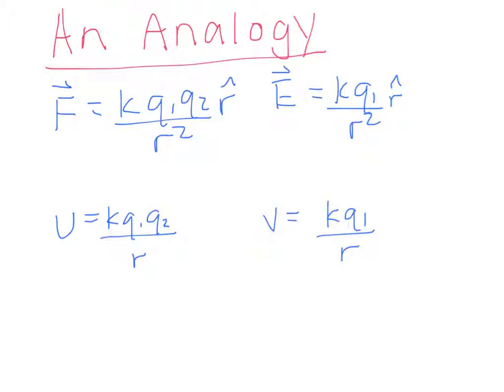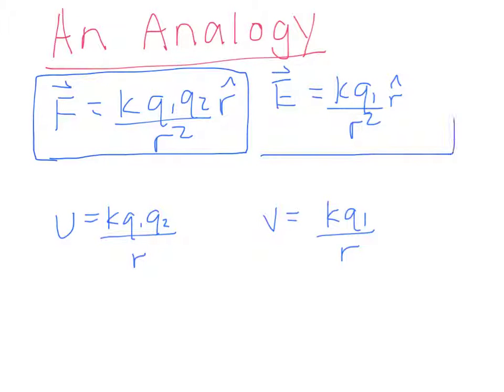Now let's talk about electric potential and electric potential energy. I like to think about these two quantities in terms of an analogy between electric field and electric force. This is Coulomb's law, the equation for electric force. And over here we have the equation for electric field strength. You might notice that these are very similar. They're both vectors pointing in the r hat direction. They're also both proportional to 1 over r squared.